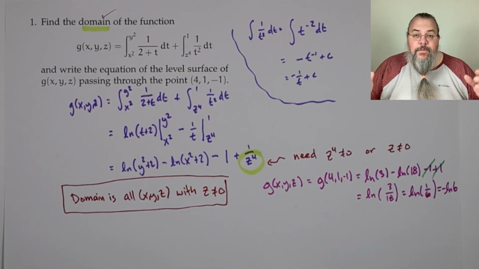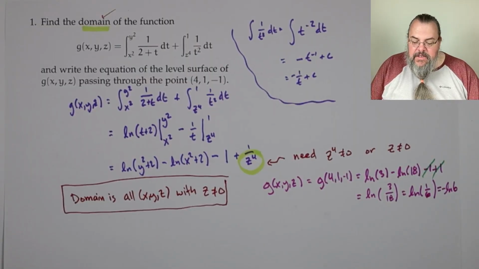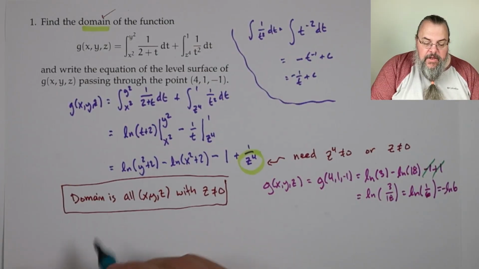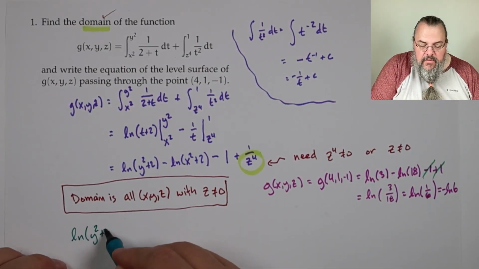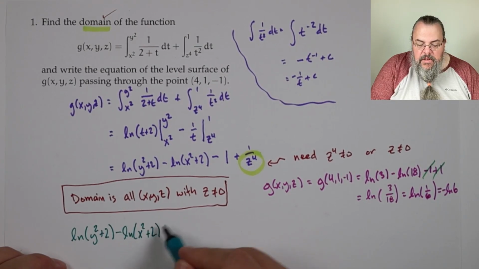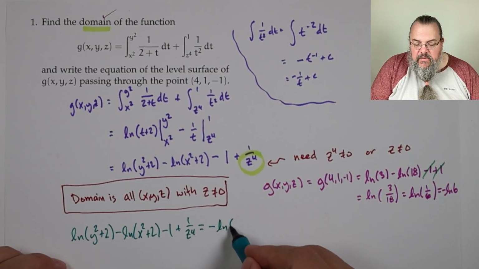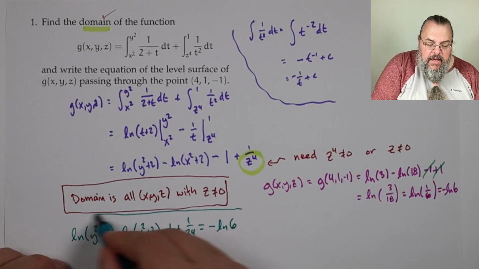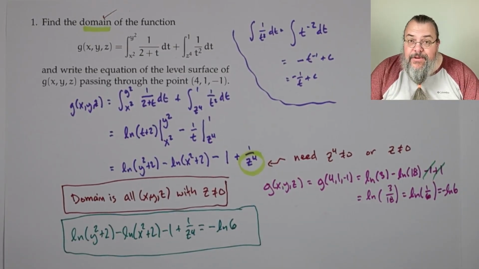Now, we have our constant. So, we simply write down our answer. And it's the following. So, we take our function, log y squared plus 2 minus log x squared plus 2 minus 1 plus 1 over z to the fourth is equal to minus log 6. And that is our level surface that passes through the point.